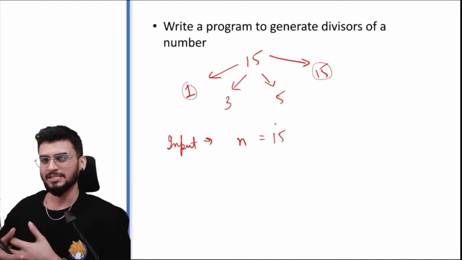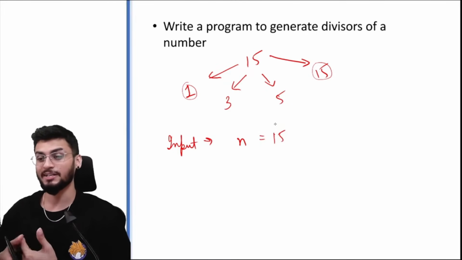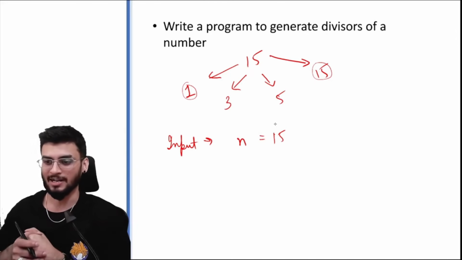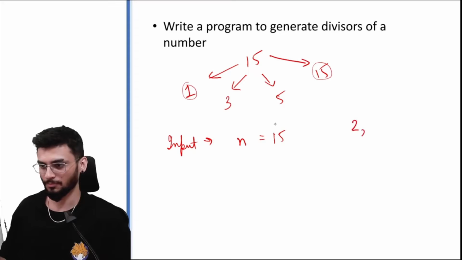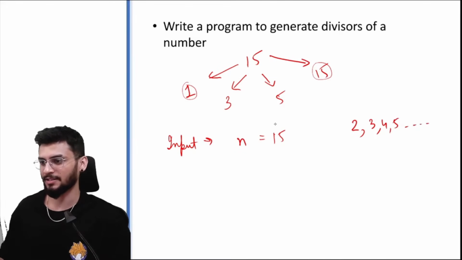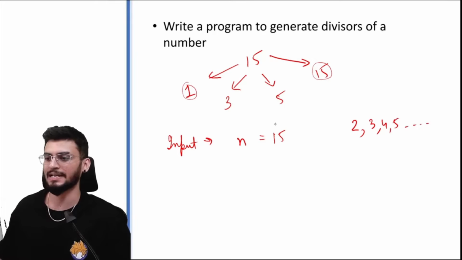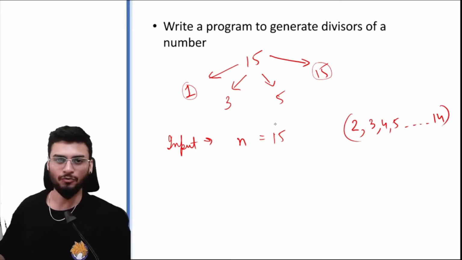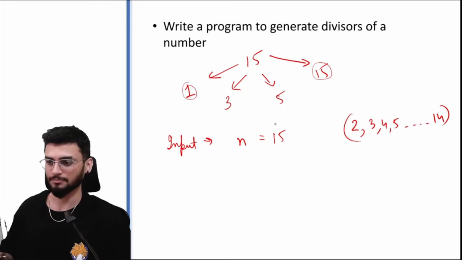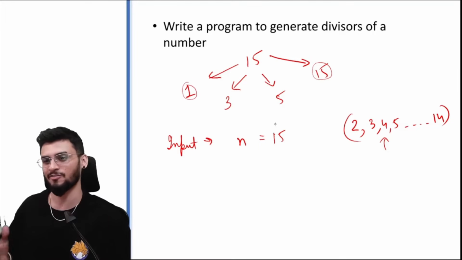So in a very simple logic, in order to find out the divisors for any number, we start by dividing from 2, 3, 4, 5 till the number itself, or maybe one less than the number, till 14. So if I start dividing 15 by each of these numbers, I can find out what the divisor is. But is this the right approach? Do we actually need to go till 14, or can we cut down the range till a half part?